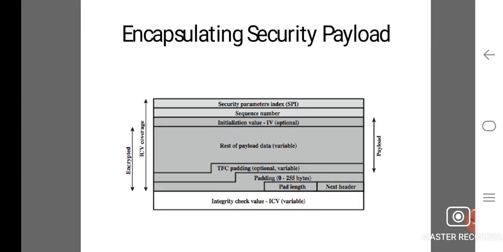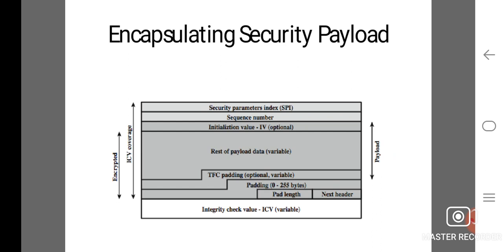This is the encapsulating security payload diagram, which comprises n number of layers. From the bottom to top: integrity check value, that is ICV, which is variable, as well as the pad length, next header, and then the padding, between 0 and 255 bytes. TFC padding has two parameters. One is optional and the second one is variable, and the rest of the payload data is variable. Initialization vector is 4. This one is also optional, and then sequence number and security parameters index SPI.